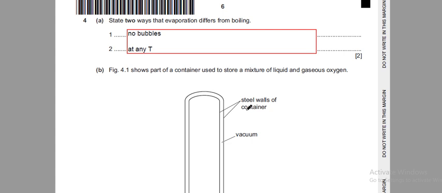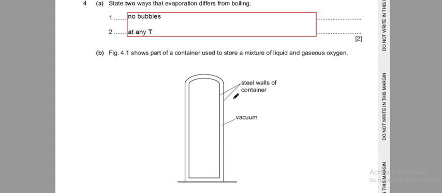State ways evaporation differs from boiling. No bubbles in evaporation, and it occurs at any temperature. It is not necessary to reach the boiling point.